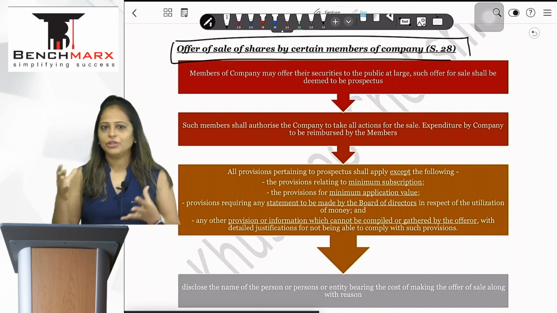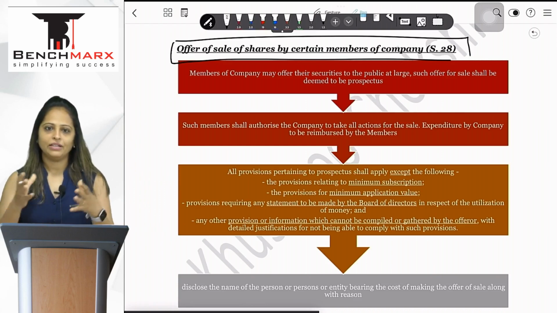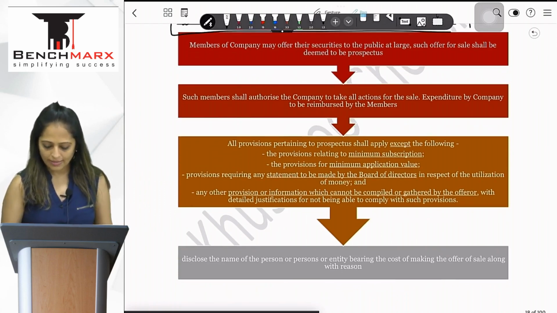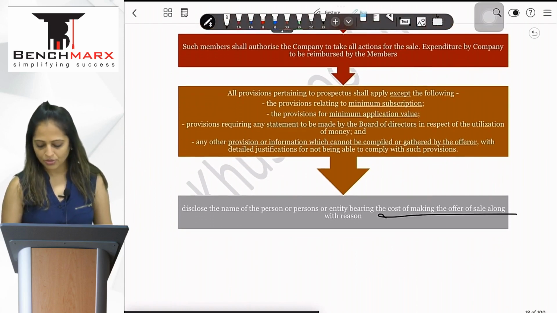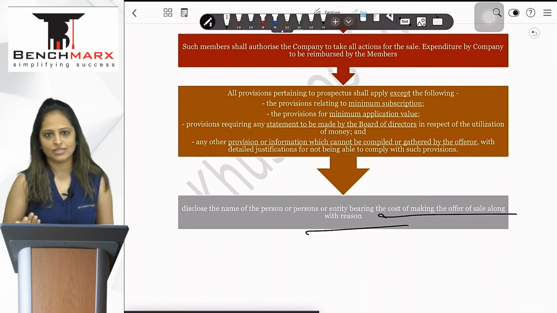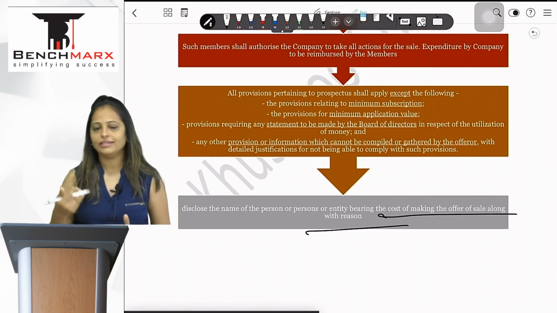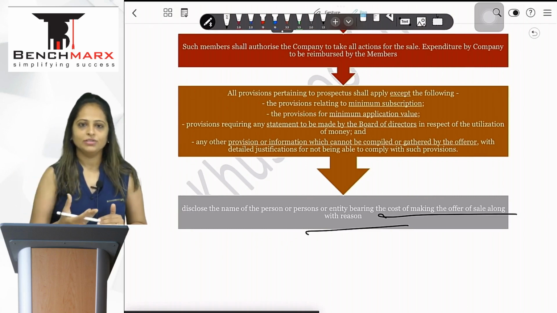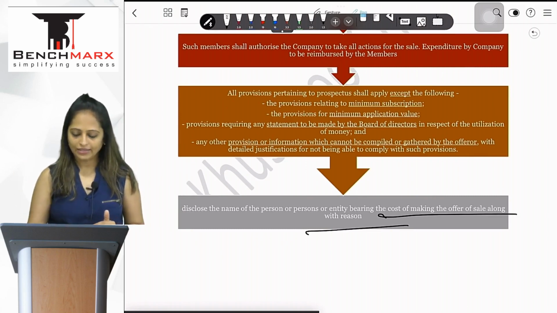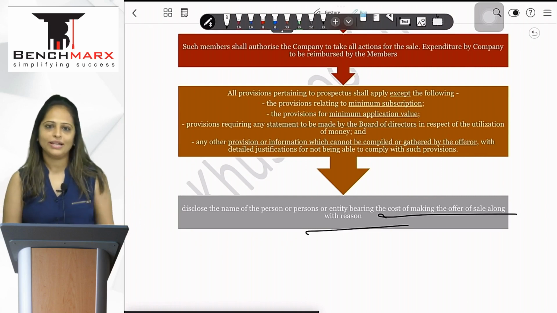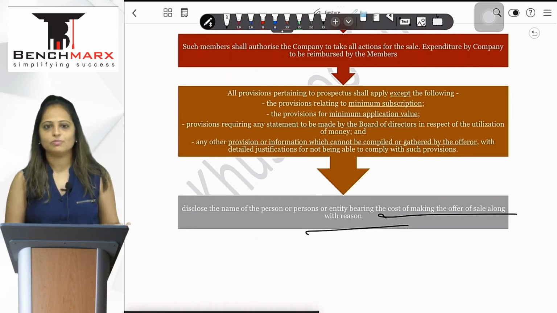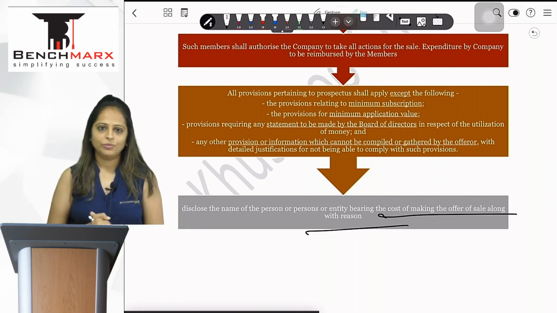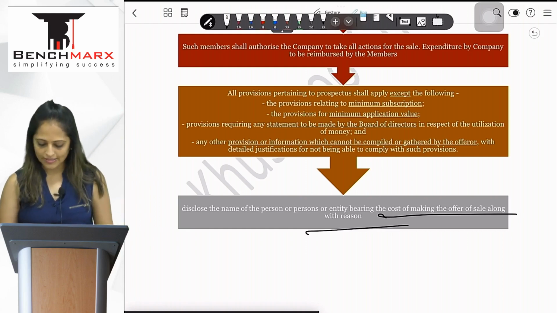Now, the company will do all the work on their behalf and take the shares from them, give it to the public at large, and all the cost of the same will be borne by the members because the members are selling their shares. So whatever the cost is incurred in giving the shares to the public, in issuing the prospectus by whatever name you are calling it, and doing the compliances as required under the act, the cost will be borne by the member who are actually selling their shares. So it is a prospectus, but not all provisions of prospectus will apply, and the members will have to bear the cost of selling the shares.